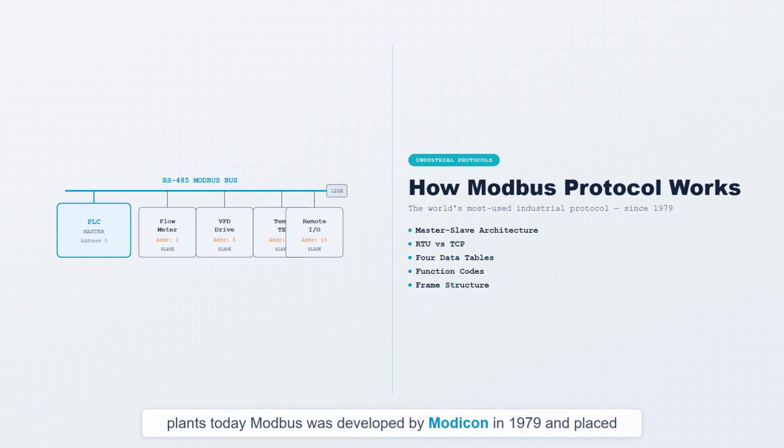Modbus was developed by Modicon in 1979 and placed in the public domain, which is why every instrument manufacturer supports it. It costs nothing to implement, and everyone speaks it.